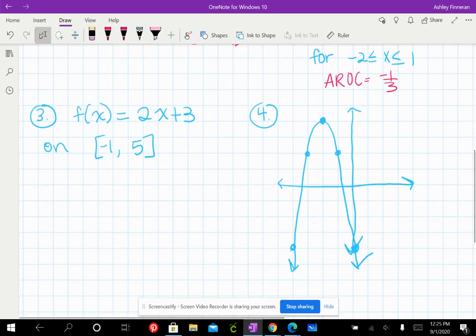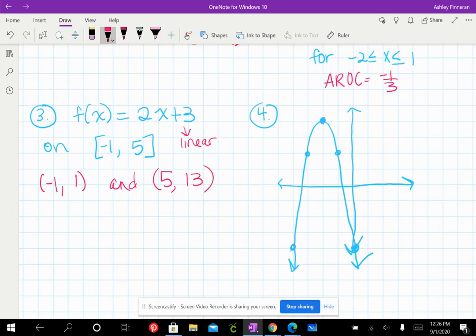On number 3, we have the function 2x plus 3. Hopefully you recognize that this is a linear function. So we are calculating the slope on the interval -1 to 5. If I plug in -1, -2 plus 3 is 1. If I plug in 5, 2 times 5 is 10 plus 3 is 13. And then I want to find the slope. So the average rate of change is 13 minus 1 over 5 plus 1. 13 minus 1 is 12. 5 plus 1 is 6. So the answer is 2.